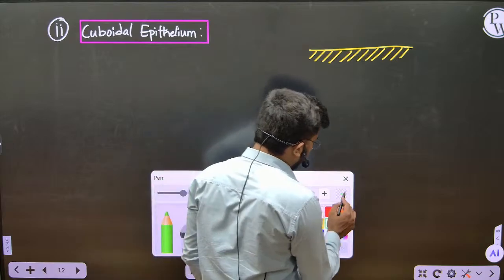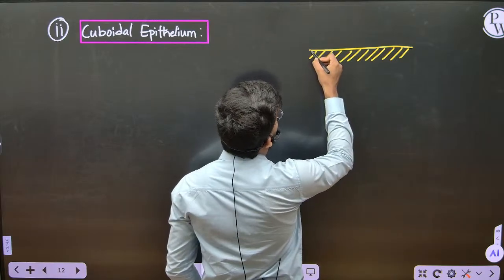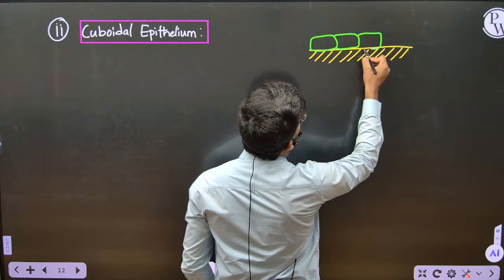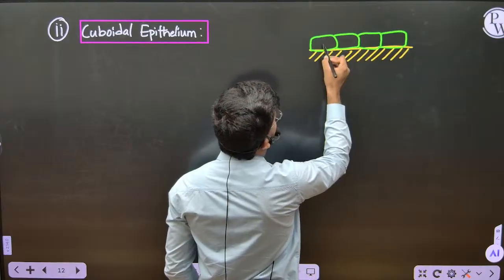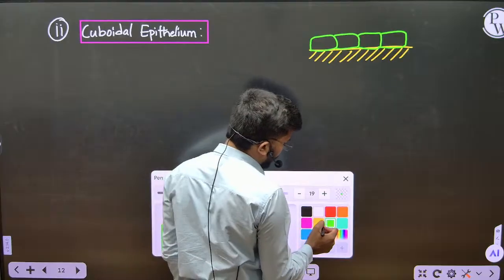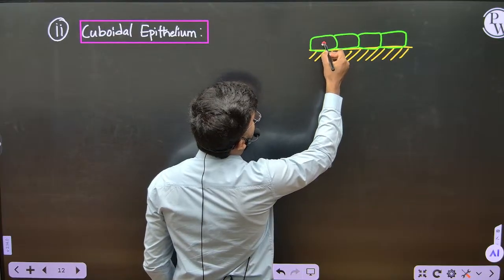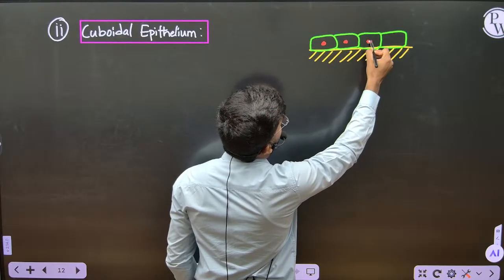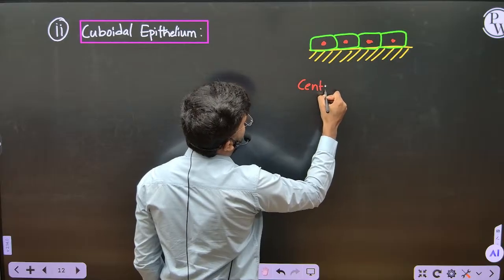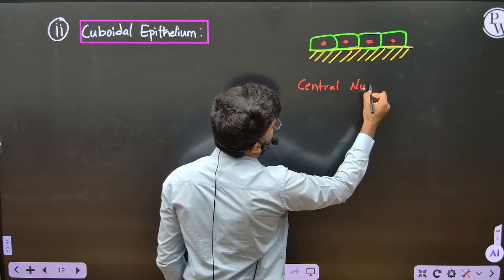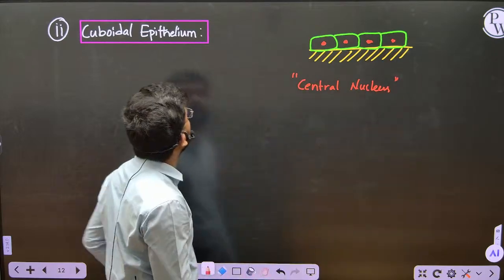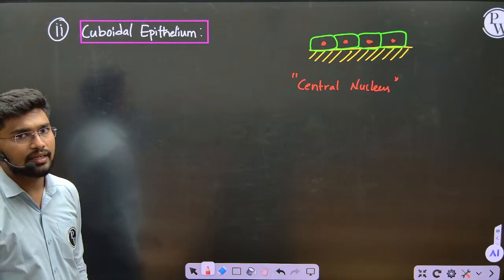Above that, tissue is there. How is the tissue arranged? Cells are like this. That's why I am calling it cuboidal, cube-like. What is important here? The nucleus. What is the position of the nucleus? The position of the nucleus is central. This word is very, very important. Cuboidal epithelium has a central nucleus.